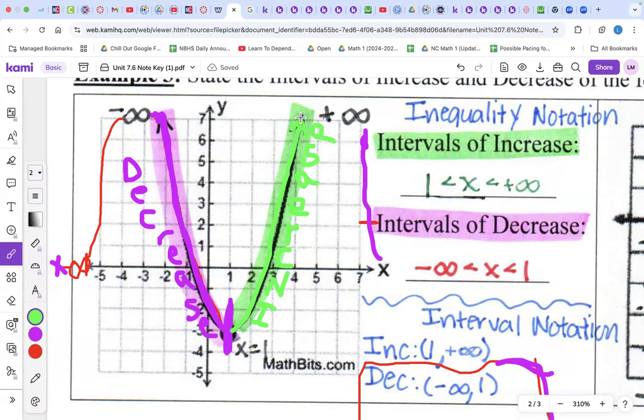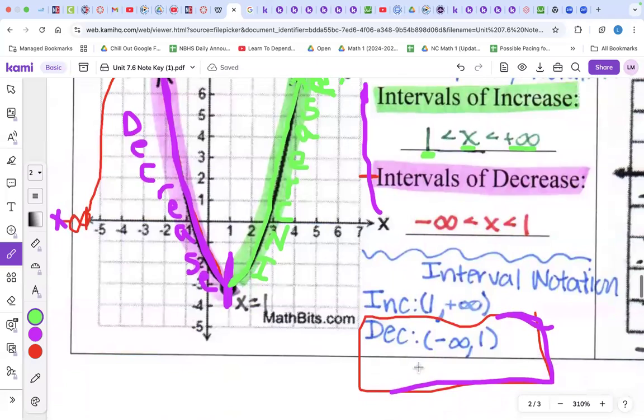And it's going up to what? It's going up to, yeah, that's supposed to be an E, up to positive infinity. All right, so the question is, where did it start? It started at 1. So since it started at 1 going up, we put 1. We're dealing with the x value. And where is it going to stop? It's going to stop at positive infinity, which means it's never going to stop. All right, so that's how you read that.